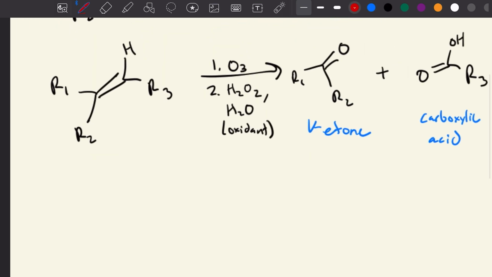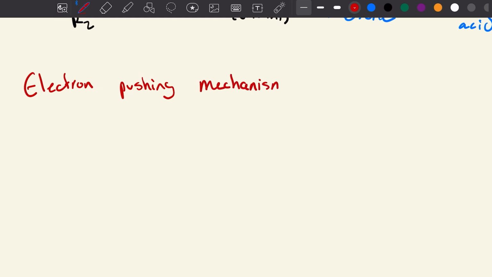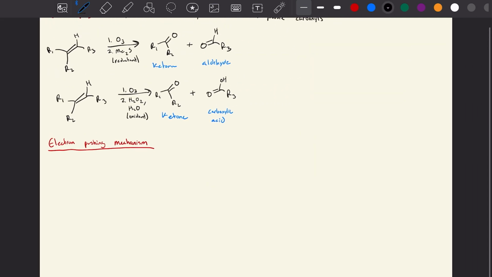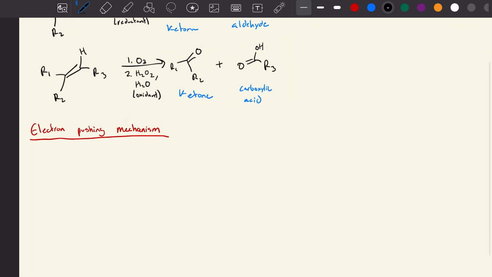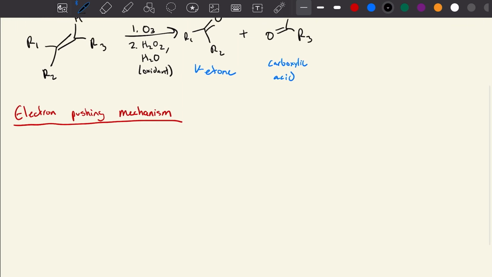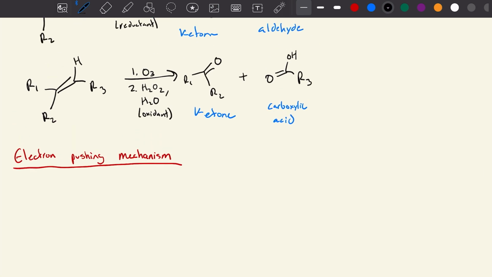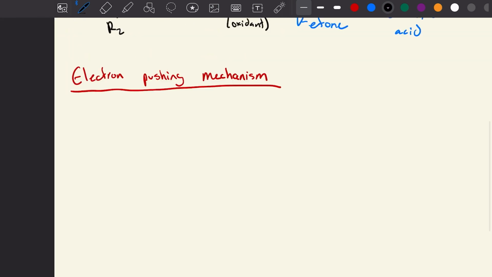But now I'm going to go into the electron pushing mechanism of ozonolysis. Just mainly the first step, because really in your first semester of organic chemistry, they only cover this first step mechanism of ozonolysis, as the second step of ozonolysis is quite complex.